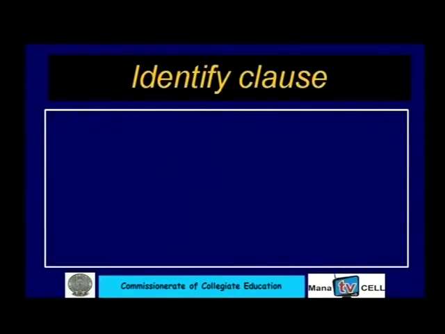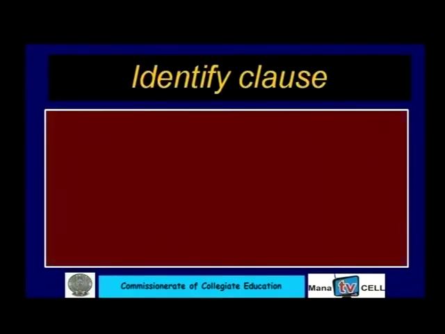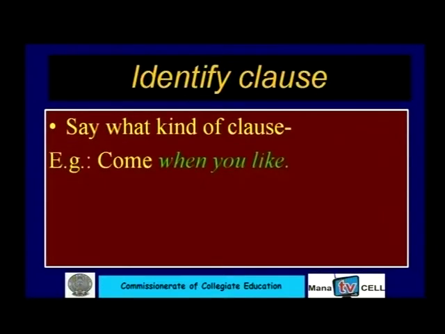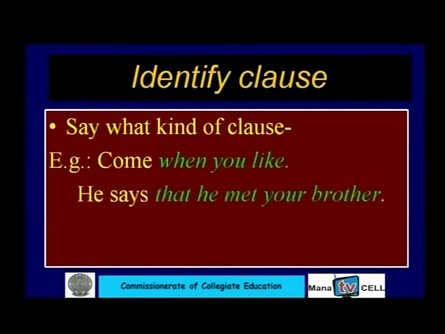Here we have a small exercise to identify the type of clause in the given sentence. The first example, come when you like. What is the clause here? Subordinate clause here, when you like. What type of clause is this? It is an adverb clause.